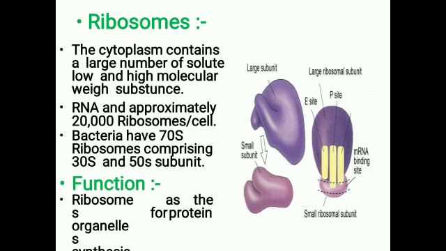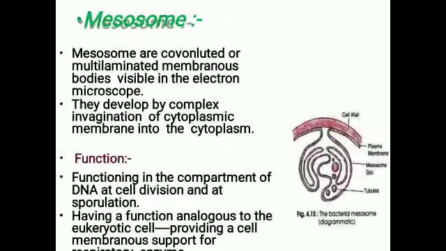Then ribosomes. As we know, the cytoplasm contains a large number of solutes, low and high molecular weight substances, RNA, and approximately 20,000 ribosomes per cell. Bacteria have 70S ribosomes comprising 30S and 50S subunits. The function of ribosomes is the synthesis of proteins.